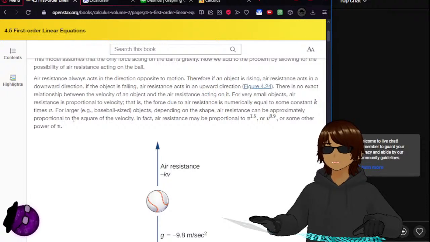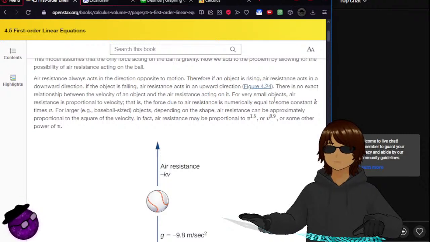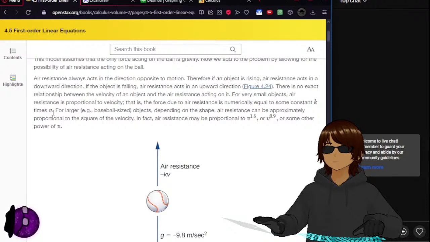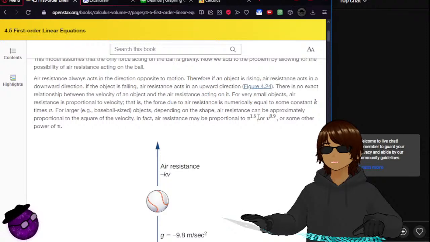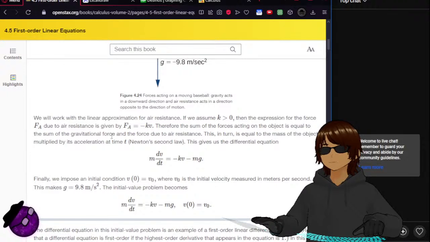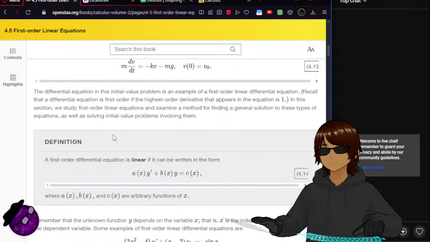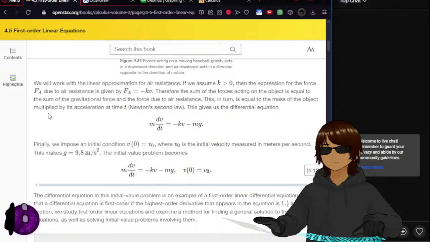For very small objects, air resistance is proportional to velocity. That is, the force due to air resistance is numerically equal to some constant k times v. For larger baseball-sized objects, depending on the shape, air resistance can be approximately proportional to the square of the velocity. In fact, air resistance may be proportional to v to the power of 1.5 or v to the power of 0.9 or some other power of v. We will work with linear approximation for air resistance.